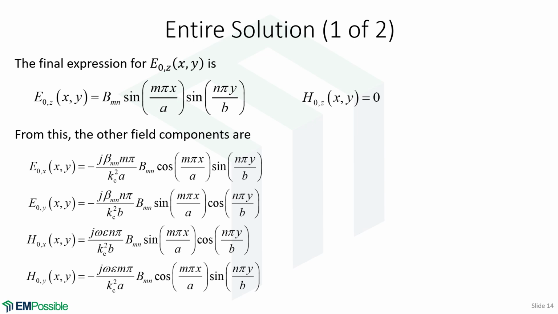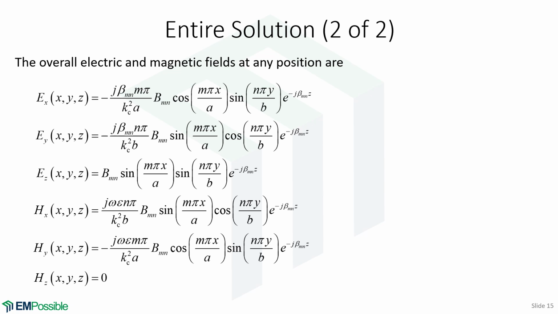So we take this expression, plug it into our equations for calculating all of the other field components, and we end up here. And of course, the very last thing to do is to tack on this e to the minus j beta z term. I've included an mn subscript on our beta, and that's indicating that each of the guided modes has its own phase constant, and also has its own amplitude term.